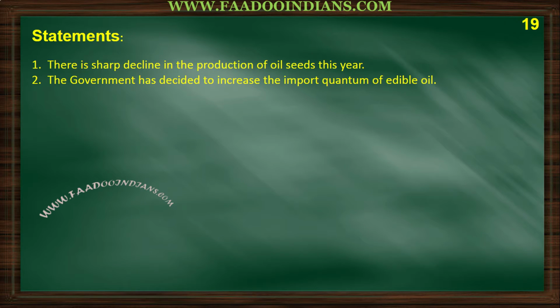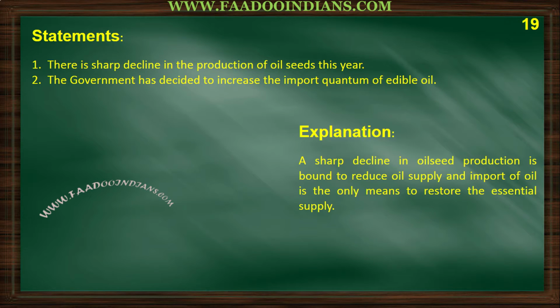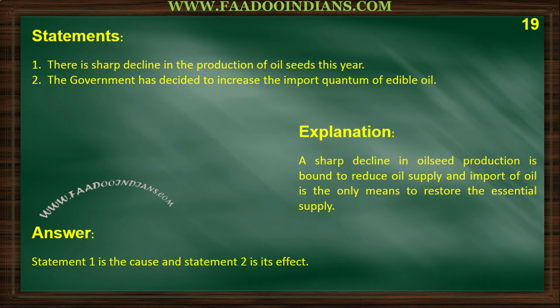19th. There is sharp decline in the production of oilseeds this year. The government has decided to increase the import quantum of edible oils. Well, when a country is in crisis, then it is most likely going to import things from the other countries. Therefore, second is the effect of first. A sharp decline in oilseed production is bound to reduce oil supply, and import of oil is the only means to restore the essential supply. Statement 1 is the cause and Statement 2 is its effect.